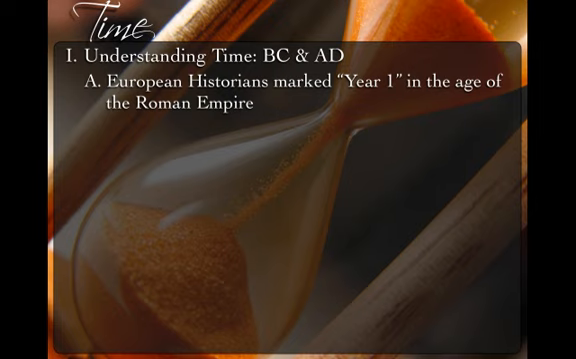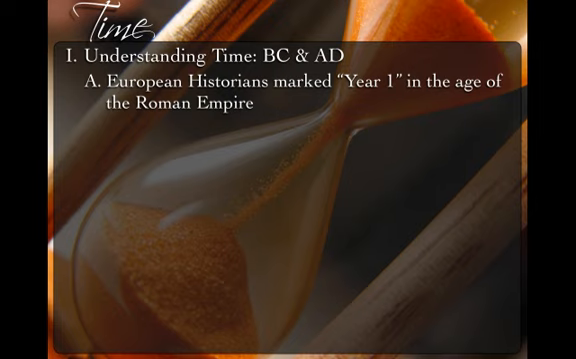Now, there are over 16 different calendars in our world today. There's no one universal way of marking time, the beginning of time, or the specific dates of historical events. However, a lot of historians have come to settle on this BC-AD model. And this BC-AD model, also known as the Gregorian Calendar, started in the Middle Ages, as European historians were looking at how to chronicle time and events.